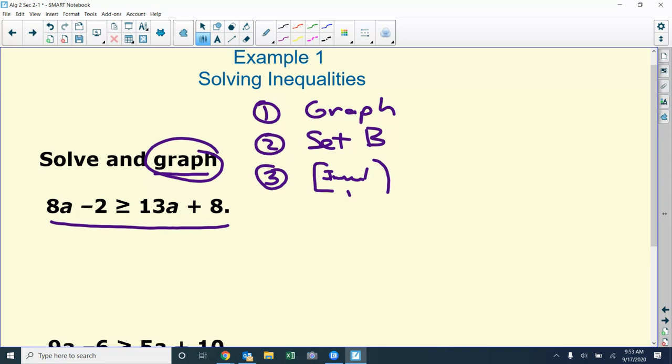So we're going to do this problem now. Go ahead and solve it out, get an inequality. We're going to write it in a number line. We're going to do set builder, and we're going to do interval for it. So get everything on one side.